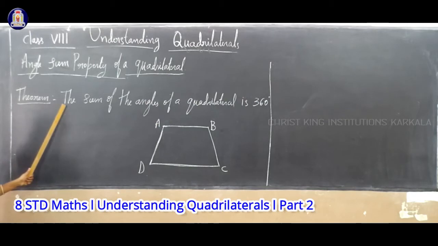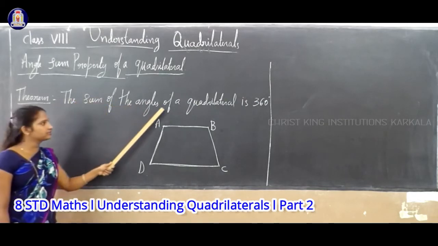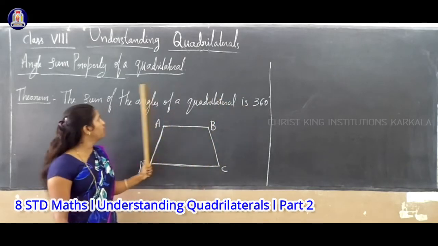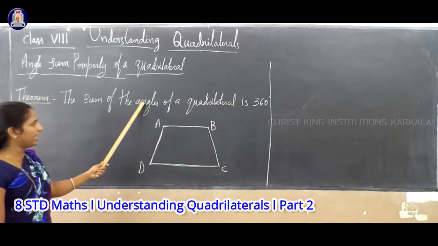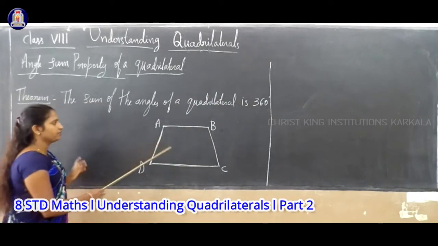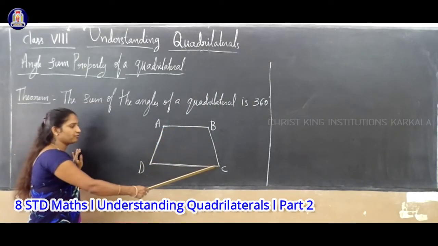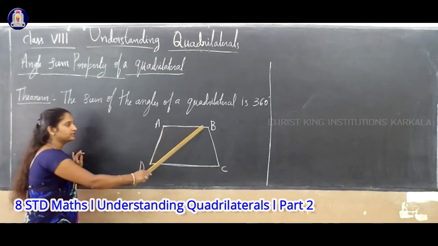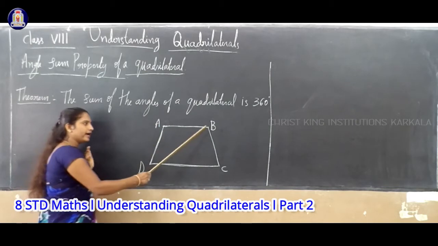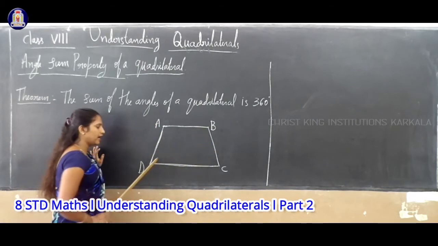The theorem statement is: the sum of the angles of a quadrilateral is 360 degrees. Means if you add all the angles, how many angles are there in a quadrilateral? There are 4 angles in the quadrilateral: angle A, angle B, angle C, angle D.